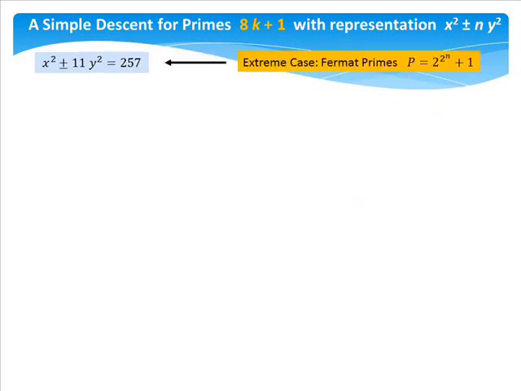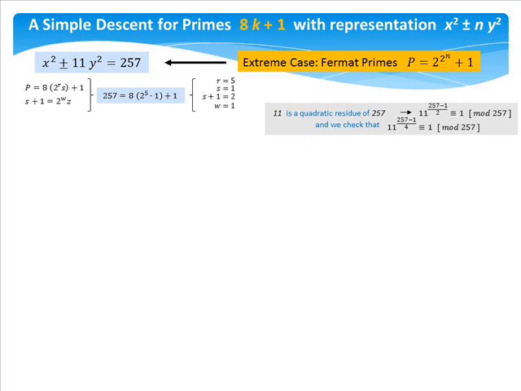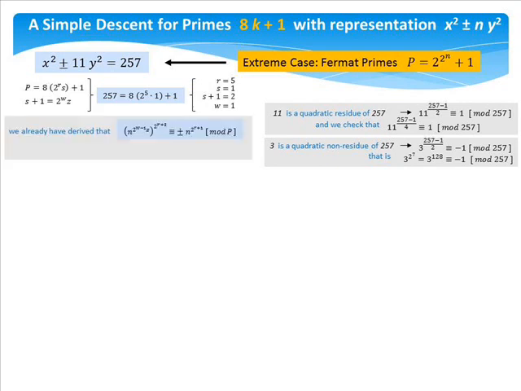Finally, let's examine an extreme case, one that involves Fermat primes. 11 is a quadratic residue of 257, and 3 is a quadratic non-residue of 257. Starting with the congruence derived and highlighted in light blue, when applied to the present case, it reveals that a 127th power minus a 64th power is divisible by 257.